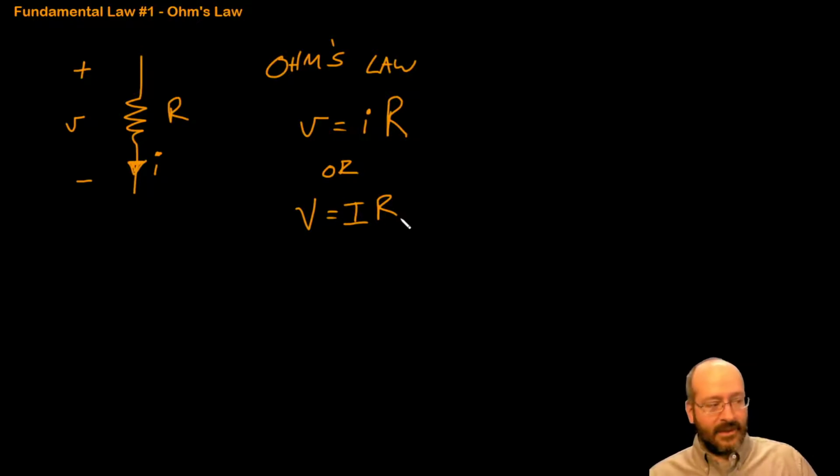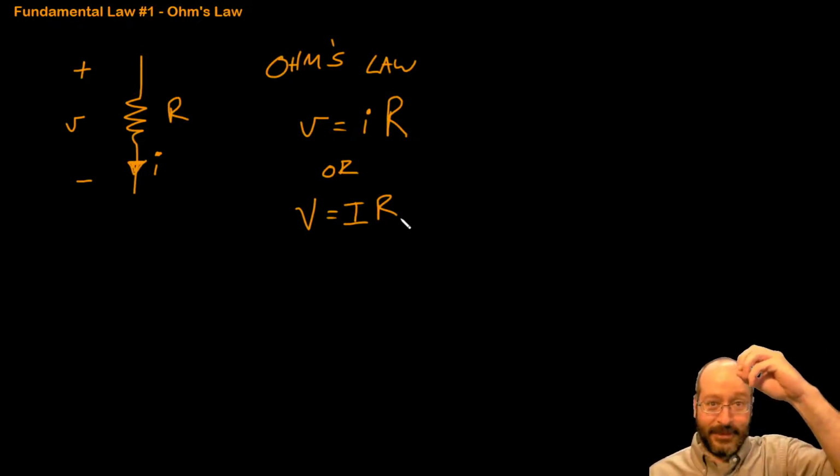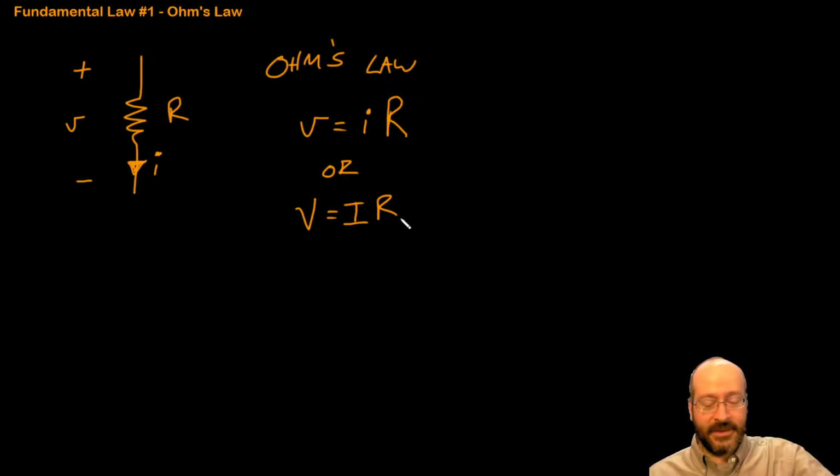If I take an object and I hold it up high, where's my camera? I hold it up high and I drop it, it's going to flow that way, right? So it's going to move from high potential energy to low potential energy. And that's the direction the current's going to flow. It's going to flow from high potential energy down to low potential energy.